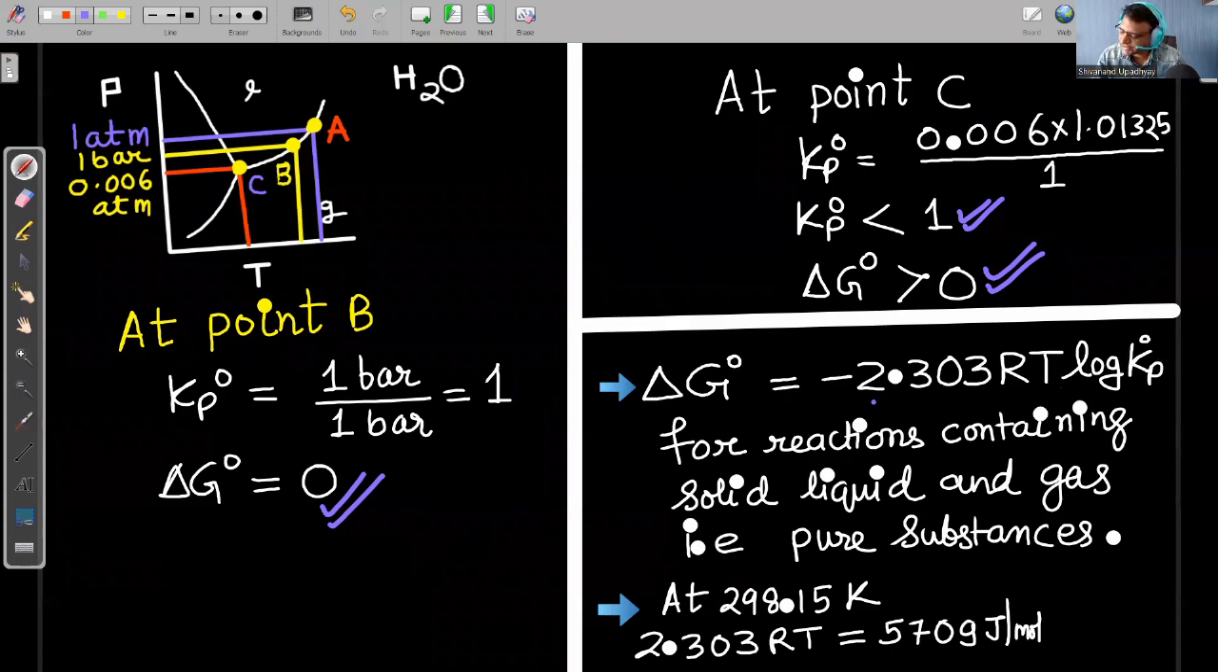If you go through NCERT, they have mentioned this value at room temperature in terms of joule, when we put the value of R as 8.314 and temperature as 298.15. So this value is 5709. This is given in NCERT, and these calculations are very common in the questions coming in Mains and Advanced. So you should remember it so that you can directly put this value and save your time.